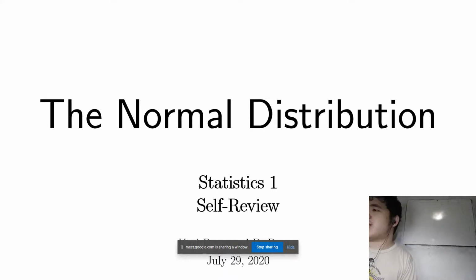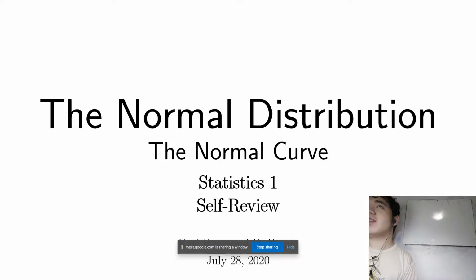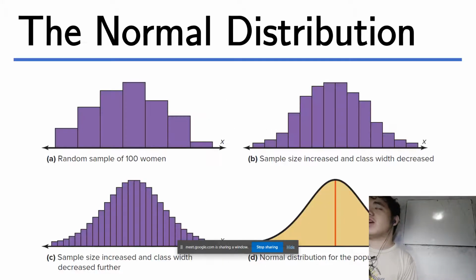Okay, so today we're going to discuss further the normal distribution or the normal curve. What happens when we increase the number of our sample, or when we increase the population? We discussed our probability distributions, di ba? What if we increase our samples and decrease the class width? What if we do that?